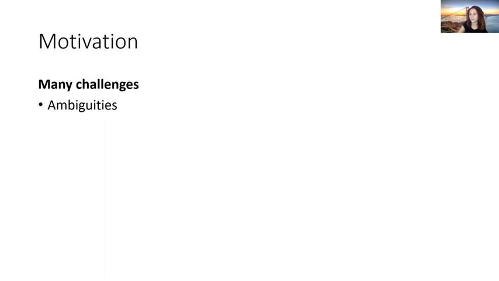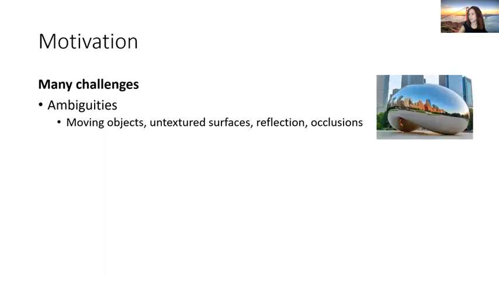For example, there are ambiguities. When we have a bunch of images, we could have many things that can cause ambiguities and make the problem very hard to solve. For example, if there are moving objects or untextured surfaces like metal or shiny things, reflections like in this statue, occlusions. So there are still many challenges. If I try to match points, for example, with images of this statue, I probably won't be able to do it with the current methods.